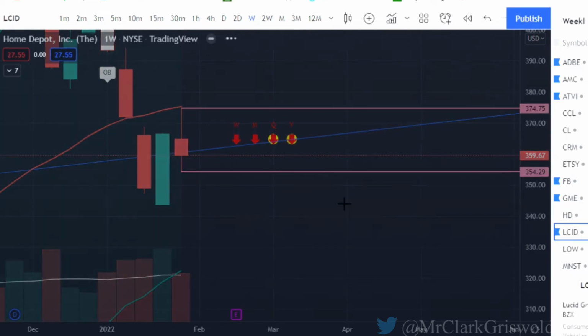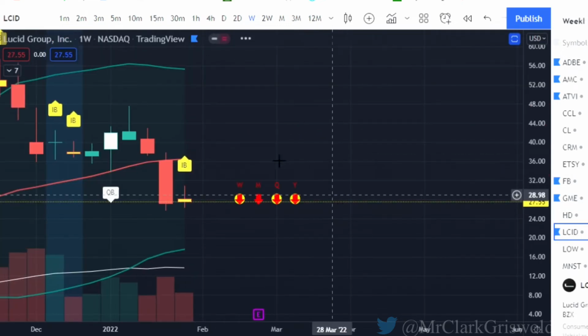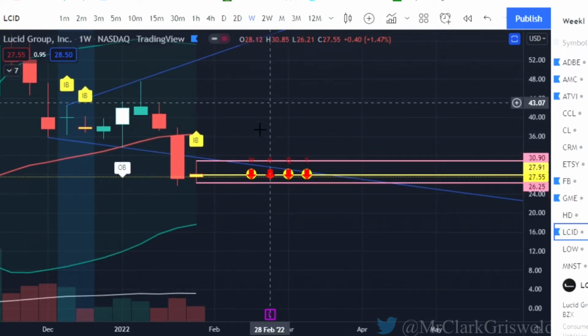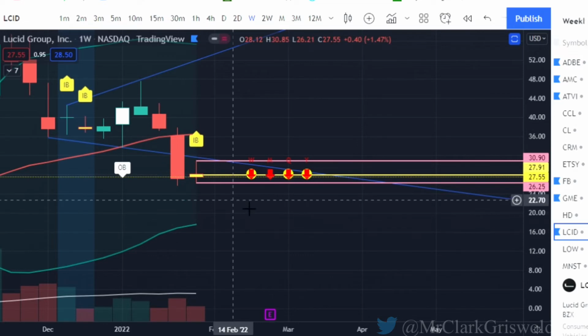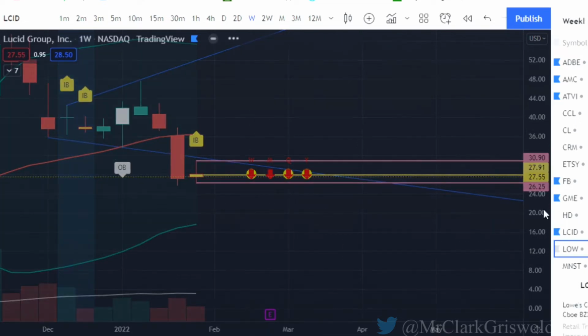LCID, that's Lucid, that's an EV company, electric vehicle, has an inside bar, calls at $30.90, puts at $26.25, full time frame continuity to the downside, outside of that week again.